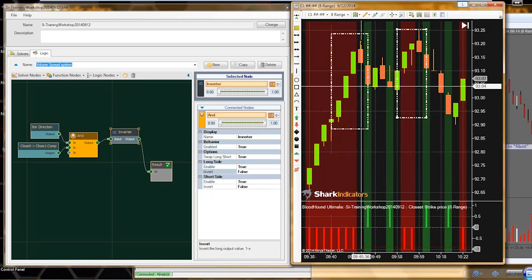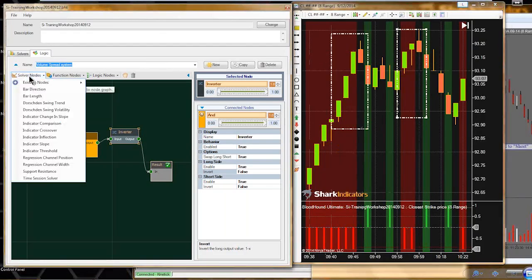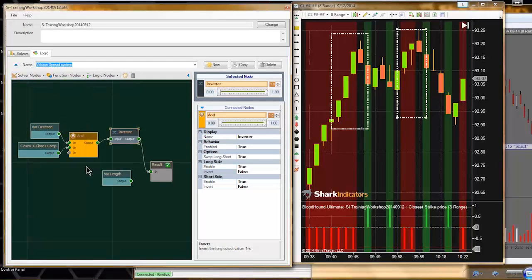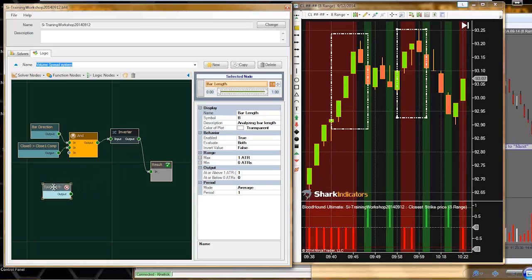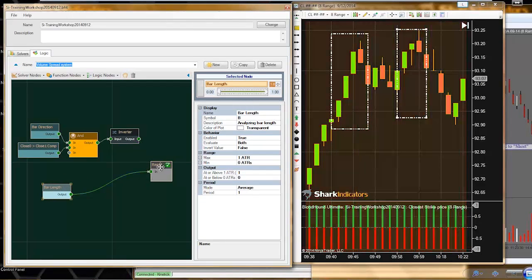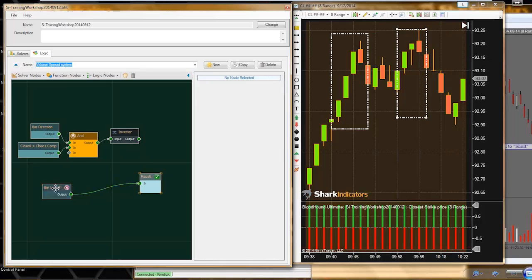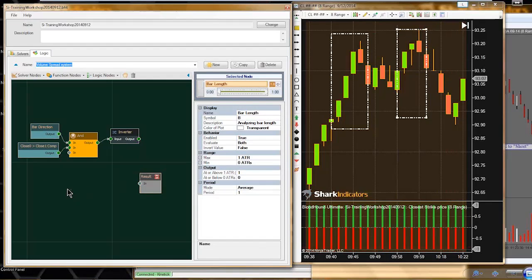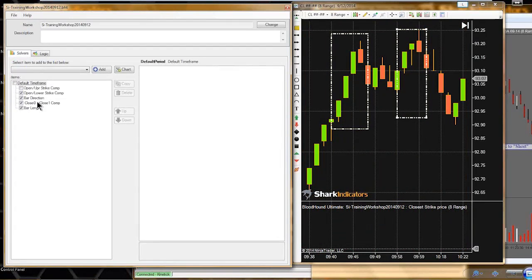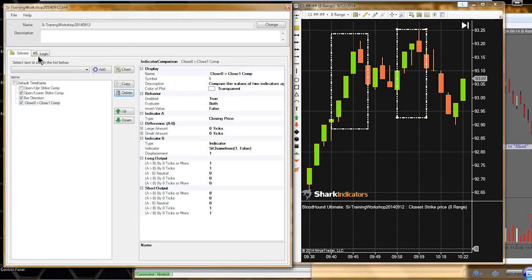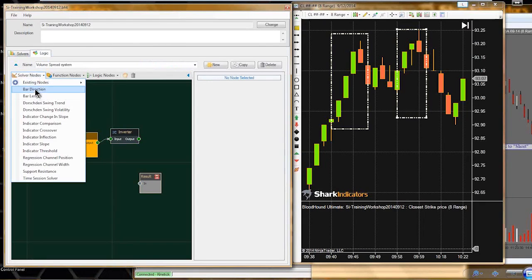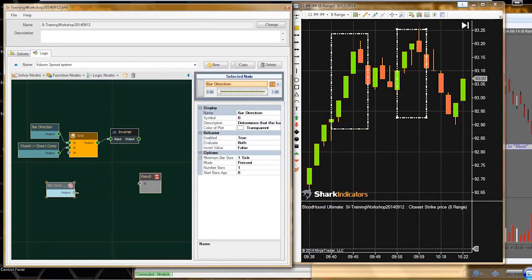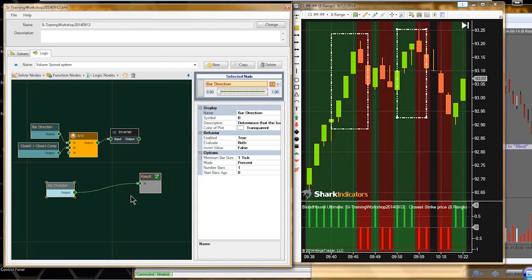So that part's done. Alright, now let's work on the down bar. So let's use another bar direction, like so. Oh, I grabbed a bar length by accident. Just a sec, let me delete that. Okay, a bar direction solver, there we go. Alright, so there's a down bar.